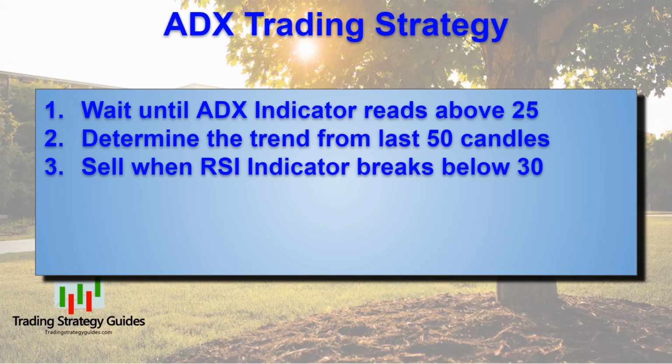Step 3, sell when the RSI indicator breaks and shows a reading below 30. For our entry signal, we'll be using the RSI indicator. Normally the RSI reading below 30 shows an oversold market and a reversal zone.